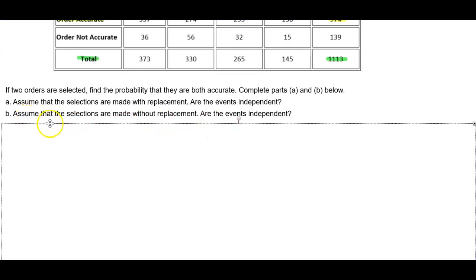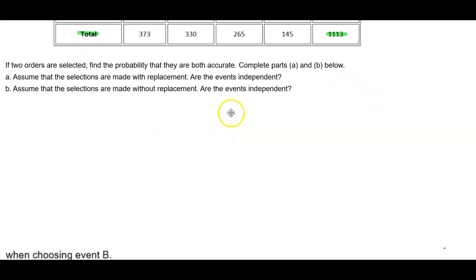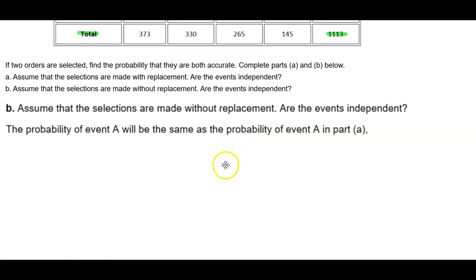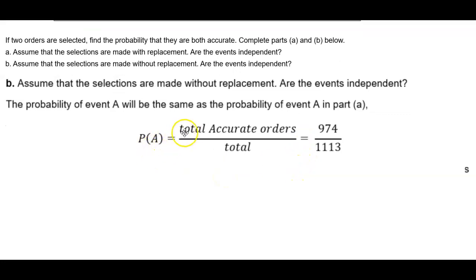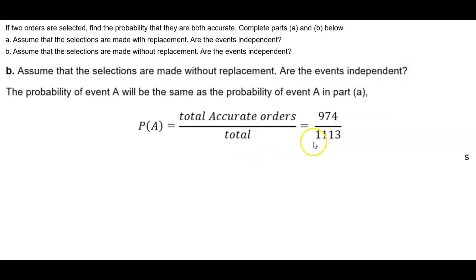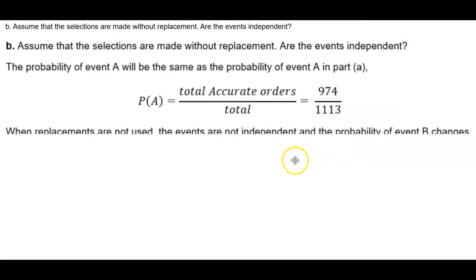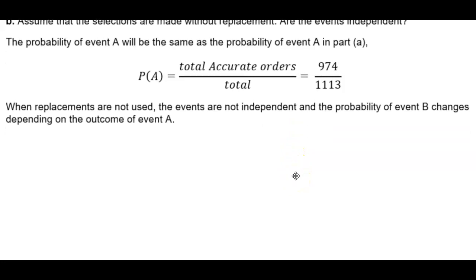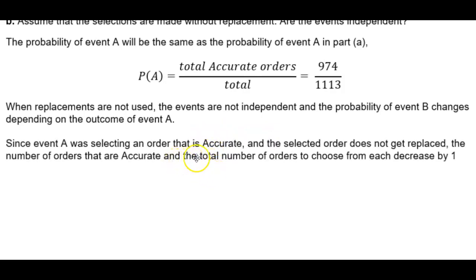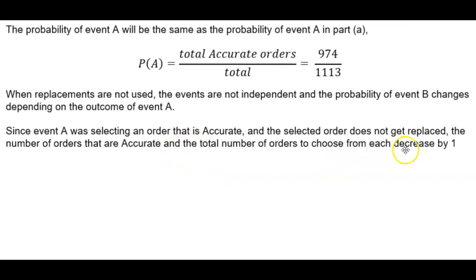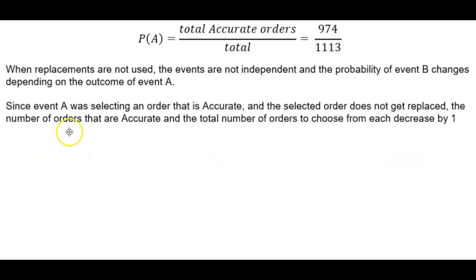Now for part B, it says, assume that the selections are made without replacement. Are the events independent? Now, the probability of event A will be the same as the probability of event A in part A, meaning that the probability of A is equal to the total accurate orders over the total, which is 974 over 1,113. Now, when replacements are not used, the events are not independent and the probability of event B changes depending on the outcome of event A. Since event A was selecting an order that is accurate and the selected order does not get replaced, the number of orders that are accurate and the total number of orders to choose from each decrease by 1 when choosing event B.